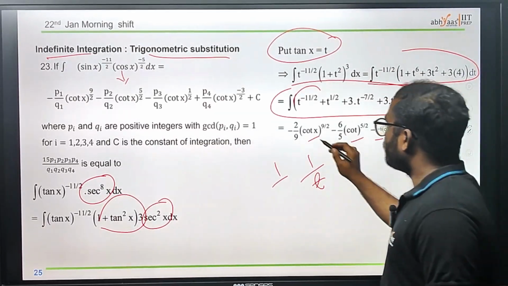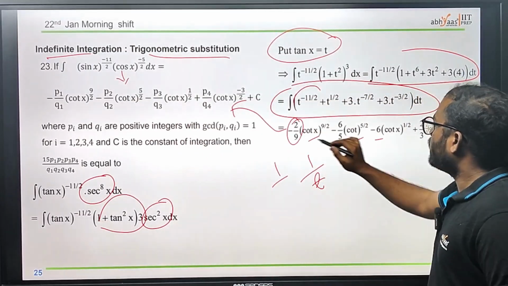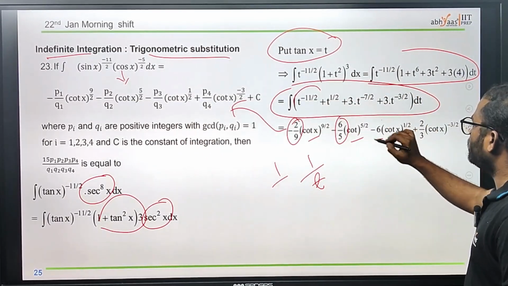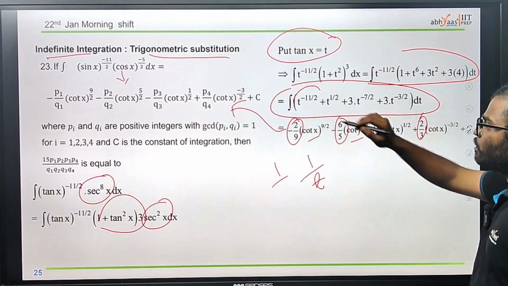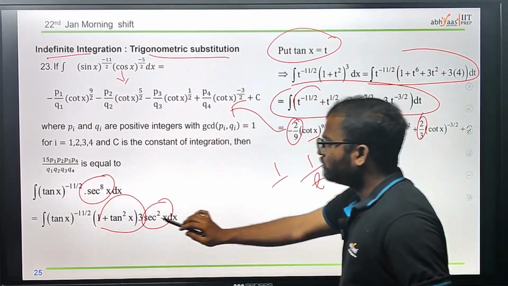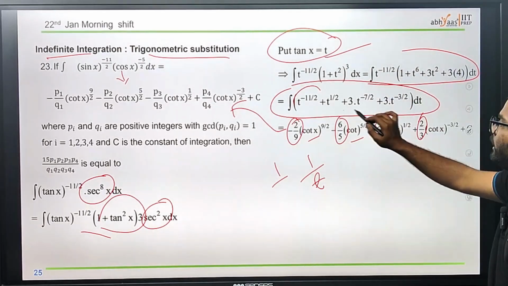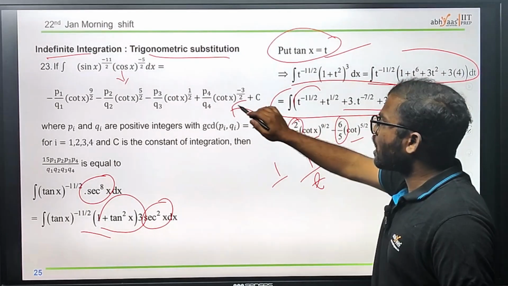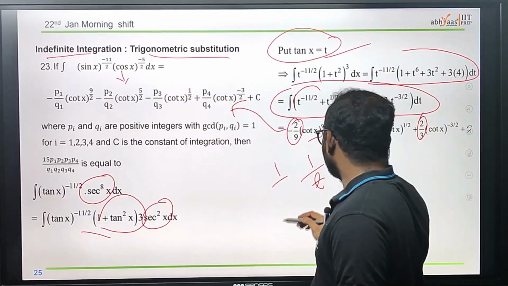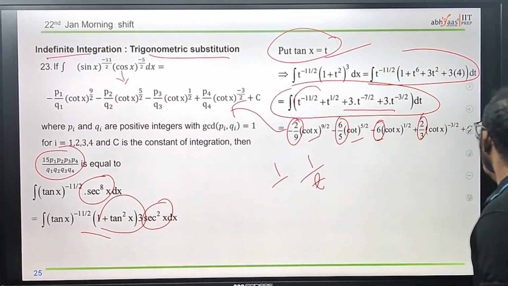Now if we compare this one with this one, we get p1 by q1, p2 by q2, p3 by q3 and p4 by q4. We have only simplifications and substitutions, and after integration, you have to compare this with this. Now we got these values, just substitute those values in this, and we will get the answer.